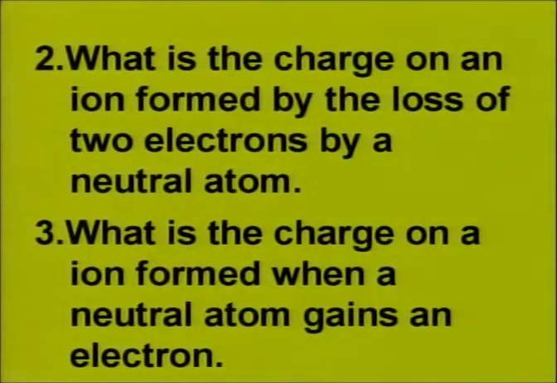Okay, you give me the answer to these two questions. It's quite simple. You know that the charge on an electron is about minus 1.602 times 10 to the minus 19. So if it loses, then it becomes a positive ion. So you use that positive, positive 1.602 times 10 to the minus 19 times 2 to give you the total charge. But if it gains, it becomes a negative ion.